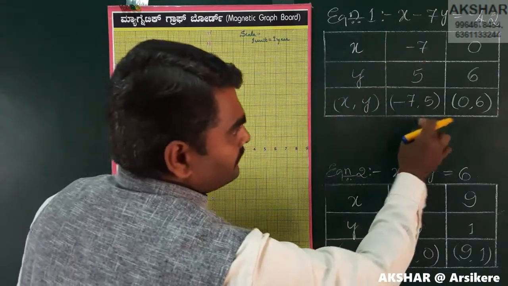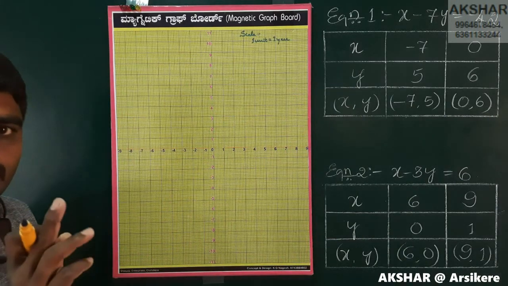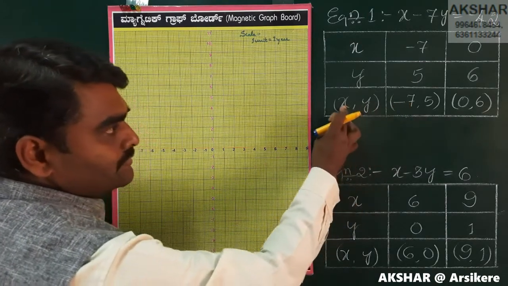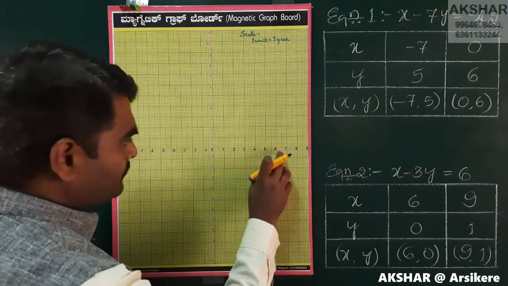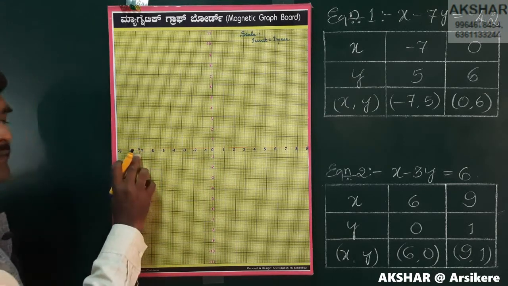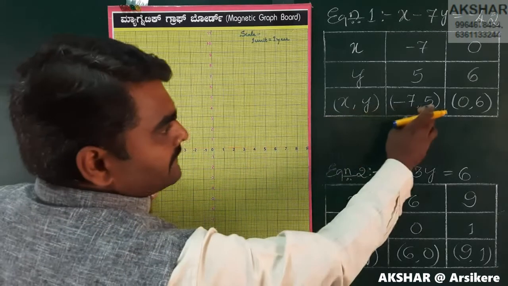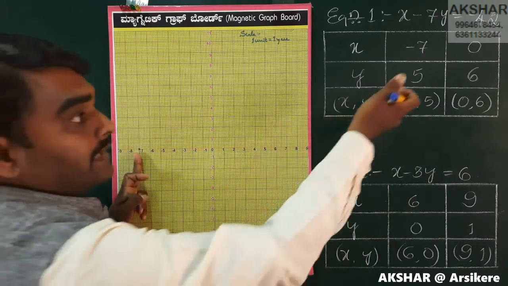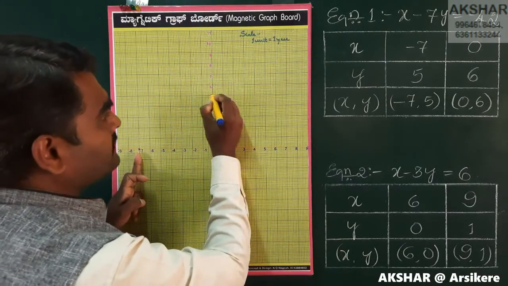Now come to the coordinate points. First coordinate point is minus 7, 5. Where is the minus 7? See, minus 7 belongs to x. So this is the x value. It should be on the x-axis. Now observe here, minus 7. Where is the minus 7? Yes, exactly, this is the minus 7. Right? Yes, we got minus 7 on the x-axis. And where is the 5? 5 belongs to y. So it should be on the y-axis only. That is plus 5. Plus is upside. So 1, 2, 3, 4, 5. This is the 5.